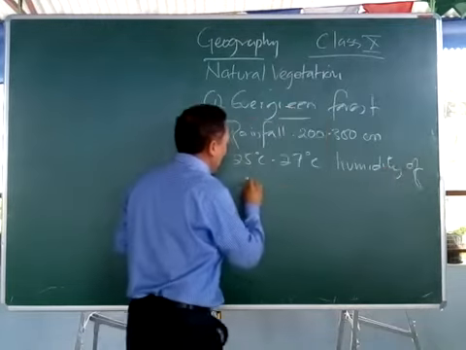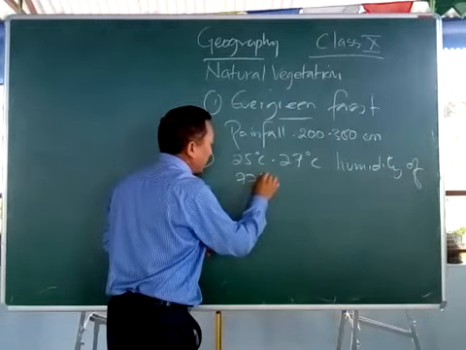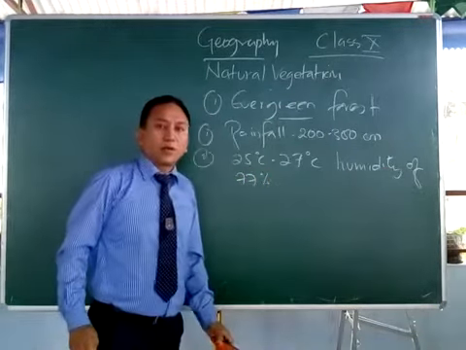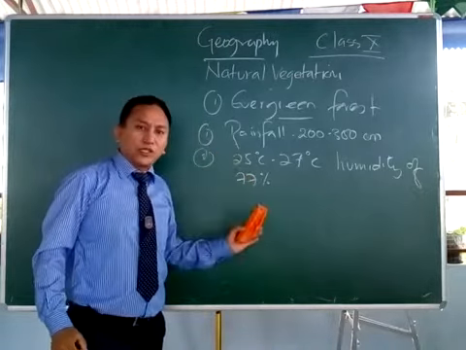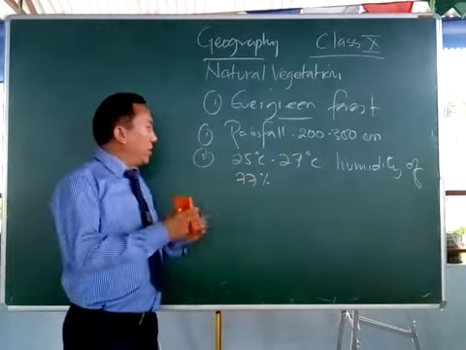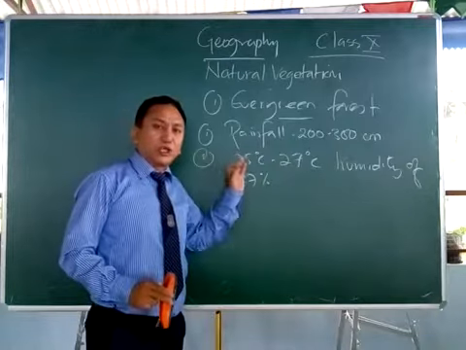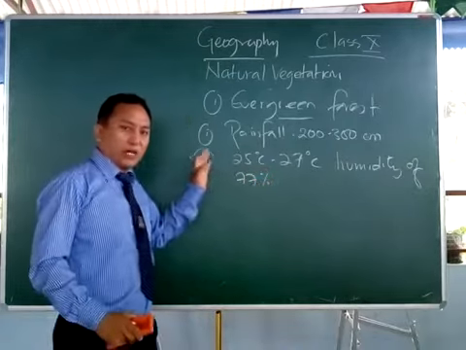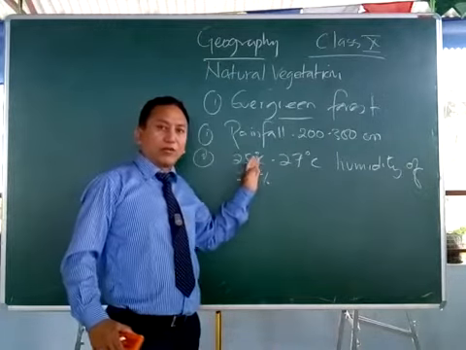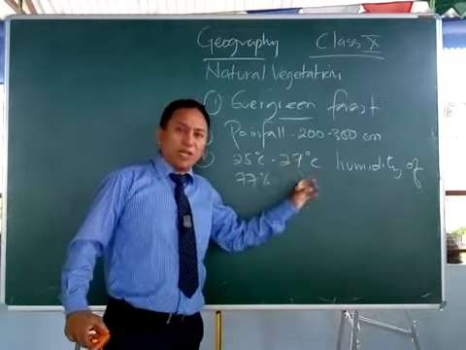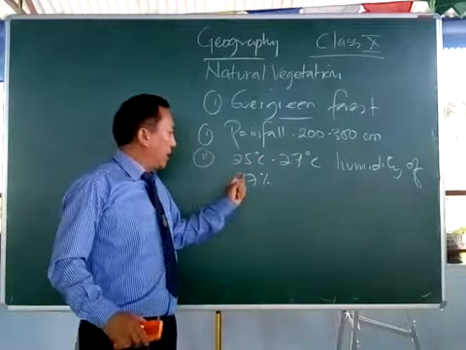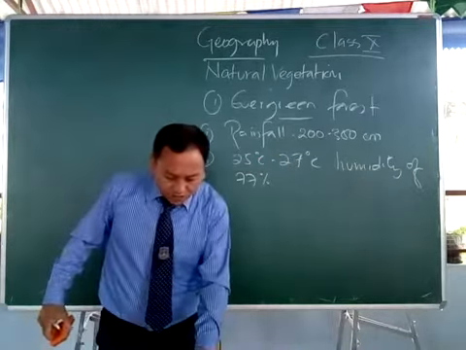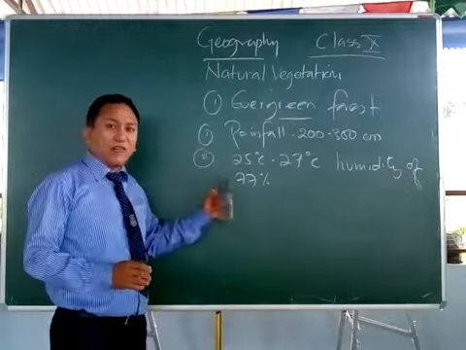of about 77%. See, the temperature that is prevalent over the evergreen forest is around 25 to 27 degrees centigrade, and the humidity is around 77%. Now, the forest is covered with dense growth.